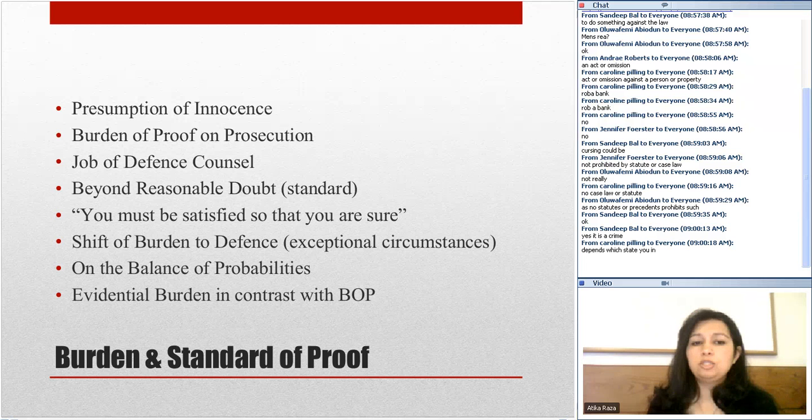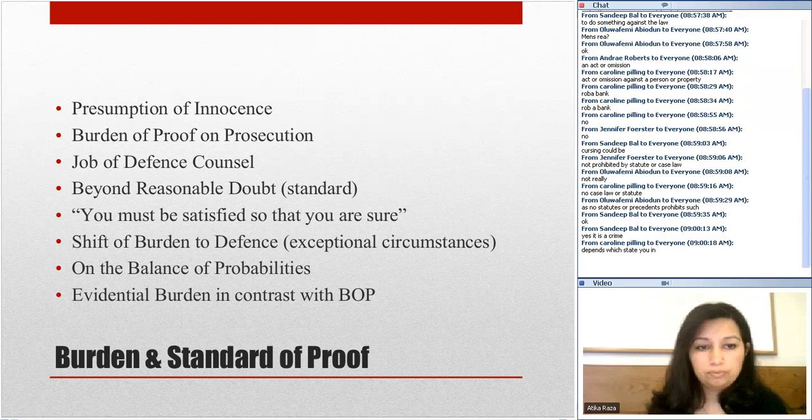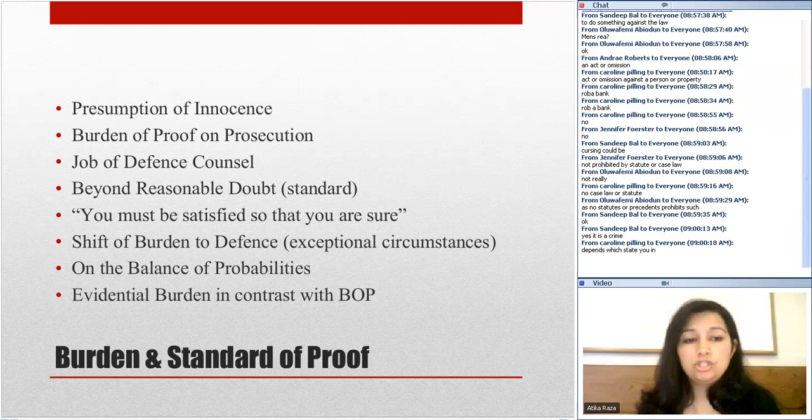Okay, so what is satisfaction? You must be satisfied that you are sure. This is the instruction that's given to the jury by the judge. And they're going to go and think about whether he committed a crime or not, or whether he should be punished or not. It's called the satisfaction, and those are the instructions that are given to the jury. In courts, you must be satisfied so that you are sure is the standard instruction that's given.